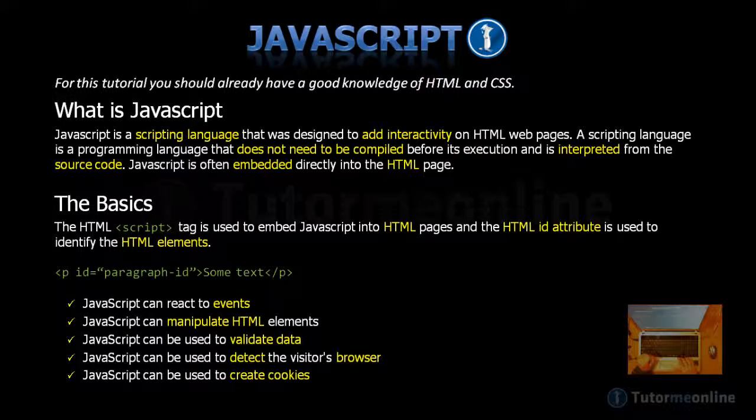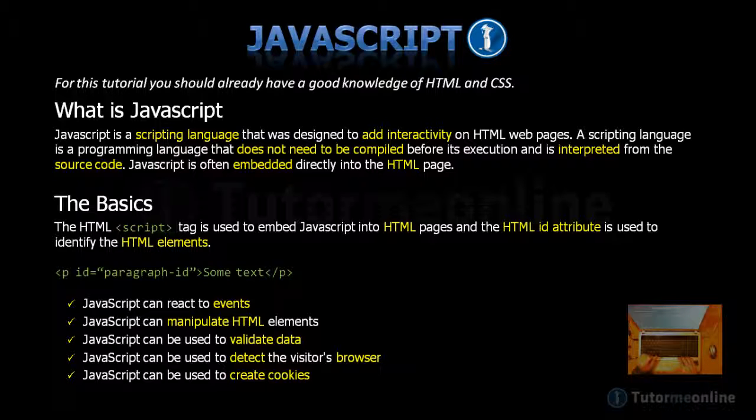So what can JavaScript do? JavaScript can react to certain events on your web page. These include mouse clicks or when the page loads, things like that. We'll get into those in a bit more detail. JavaScript can also manipulate HTML elements. Like in the example above, we could actually reference the paragraph ID that we assigned to the P tag, and then we could actually go and change the text within that P tag.